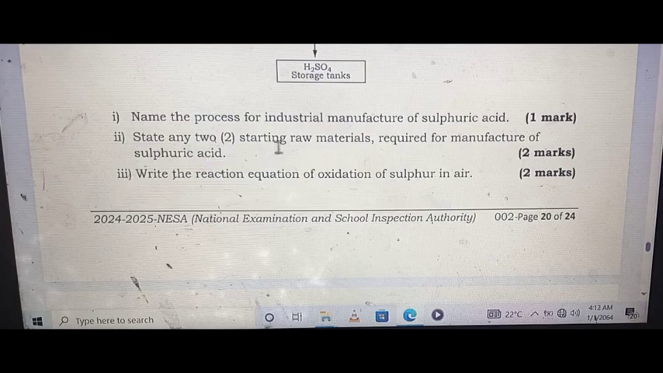2. State two starting raw materials required for manufacture of sulfuric acid. The correct answer: the raw materials are sulfur, air, and water. 3. Write the reaction equation of oxidation of sulfur in air. The correct answer: we take sulfur and react with oxygen to form sulfur dioxide.